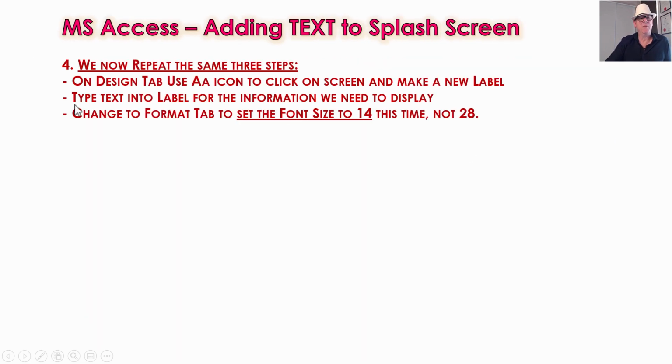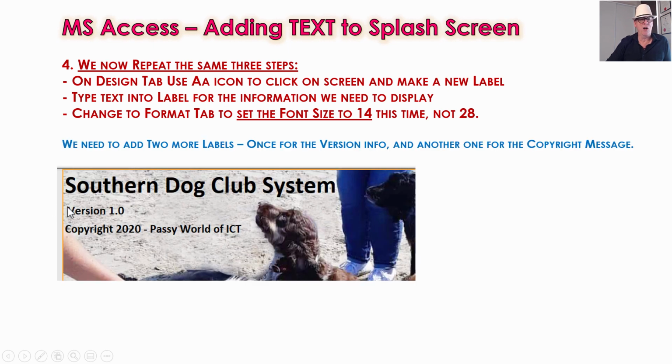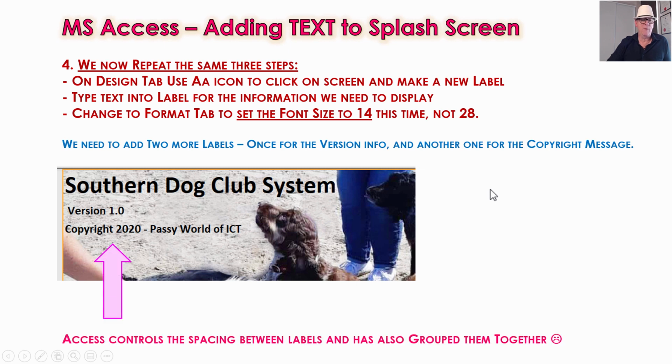So just repeat the same steps. We use that AA icon, click on that to make it active, click onto the form to actually get your little text box you can type into. But the only thing is on these two, we're just going to set the font size 14. We don't need them really big like this first one was. So they're just two labels. We've got our version 1.0, and our copyright information here. And that's our three labels finished and put on the form. So the splash screen is really coming together nicely.